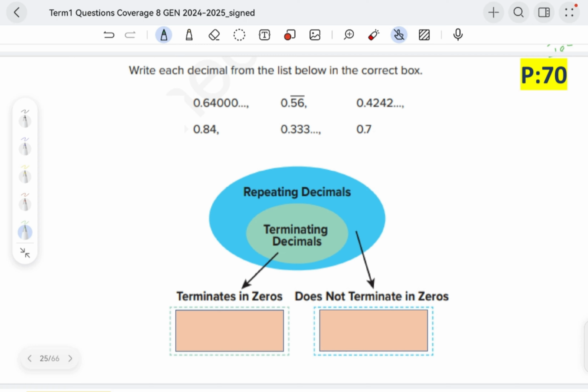Write each decimal from the list below in the correct box: terminating, not terminating. Okay, this is terminating. Also, this is terminating. Repeating 0, we can't consider it as a repeating decimal. A repeating decimal should contain a non-zero digit that keeps repeating, such as this one. This is repeating. But this one, we consider it as terminating. This is repeating. This is terminating. This is repeating.